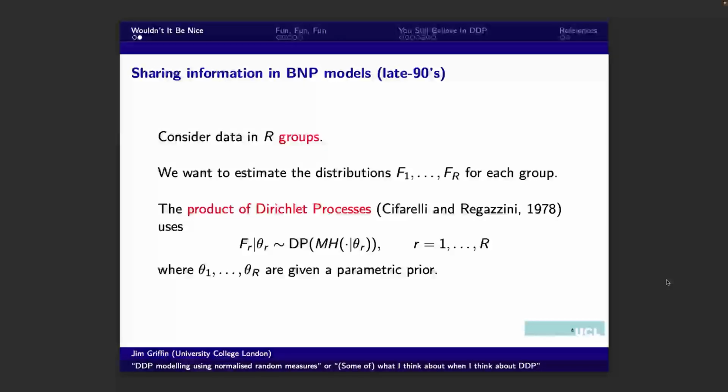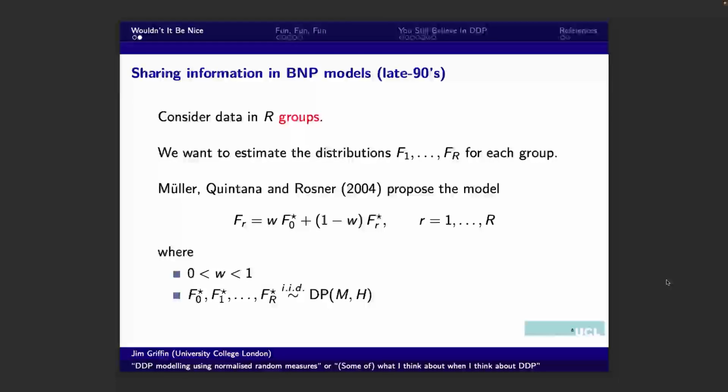And so in the late 90s, there were some papers by Parmigiani and others where they built regression. So you can imagine building a regression there for this theta R. But what you find is it doesn't tend to work very well because it doesn't share information. It just shares information through these thetas. But what we want, right, is if we have two distributions that are very similar, we don't want to have to estimate them completely separately, conditional on these shared parameters. We want some other way to share information.